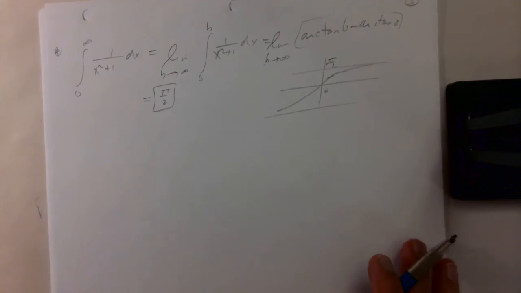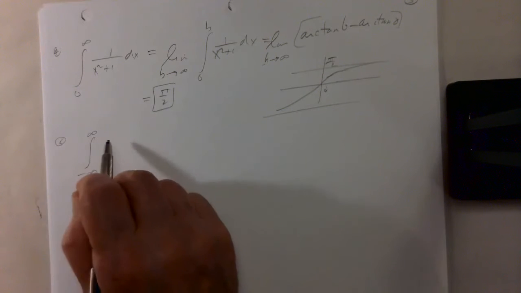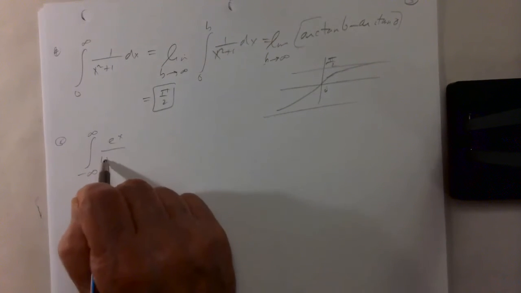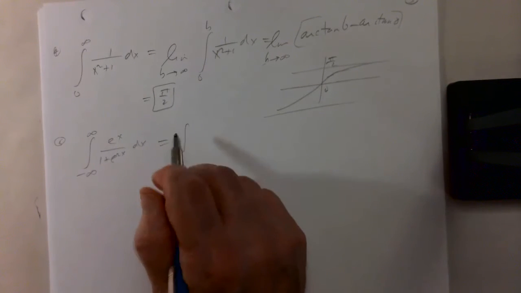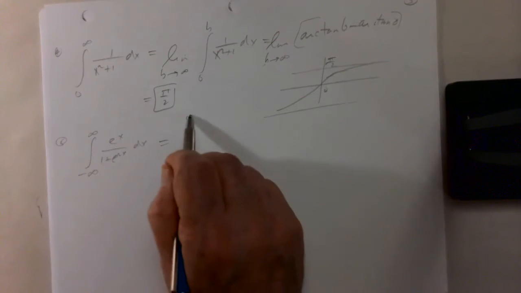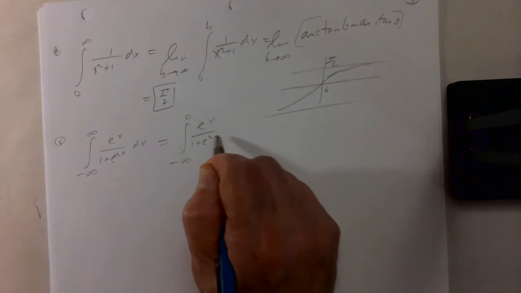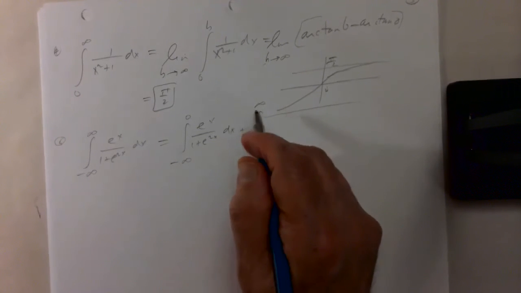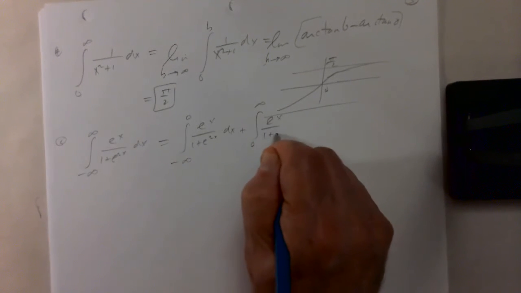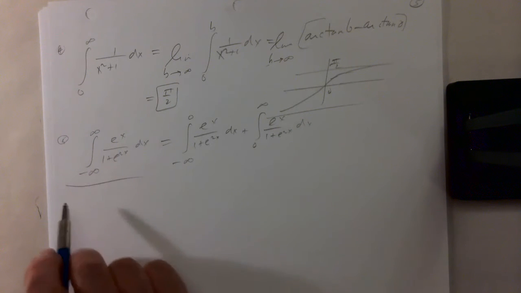What about a doubly infinite integral? So you have the integral from minus infinity to plus infinity of e to the x over 1 plus e to the 2x. So I can write this as the integral from minus infinity to 0 of e to the x over 1 plus e to the 2x, plus the integral from 0 to infinity of e to the x over 1 plus e to the 2x dx. So we need to compute these two integrals separately.